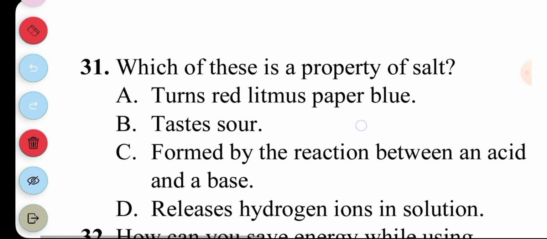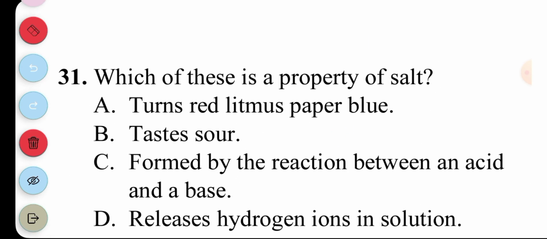31. Which of these is a property of salt? A. Turns red litmus paper blue. B. Tastes sour. C. Formed by the reaction between an acid and a base. D. Releases hydrogen ions in solution. The answer to 31 is C.